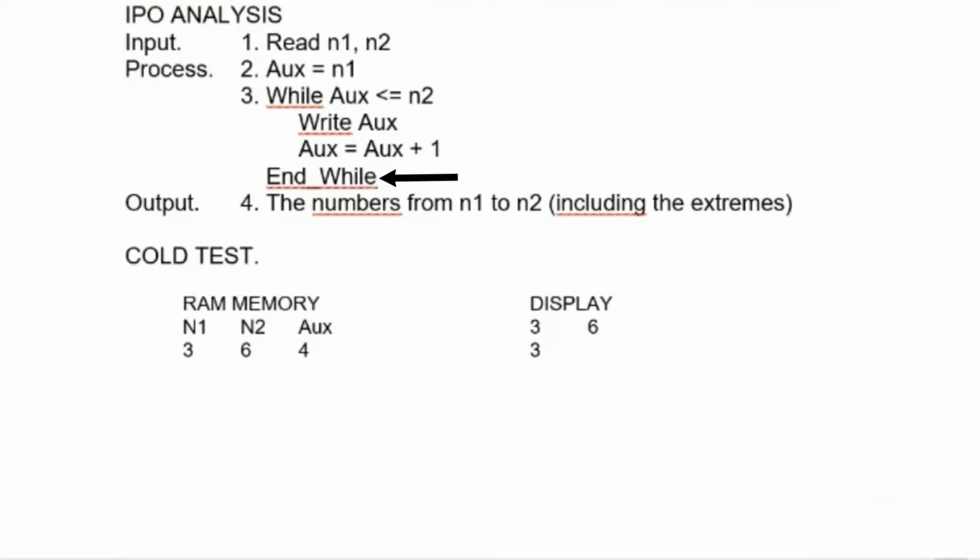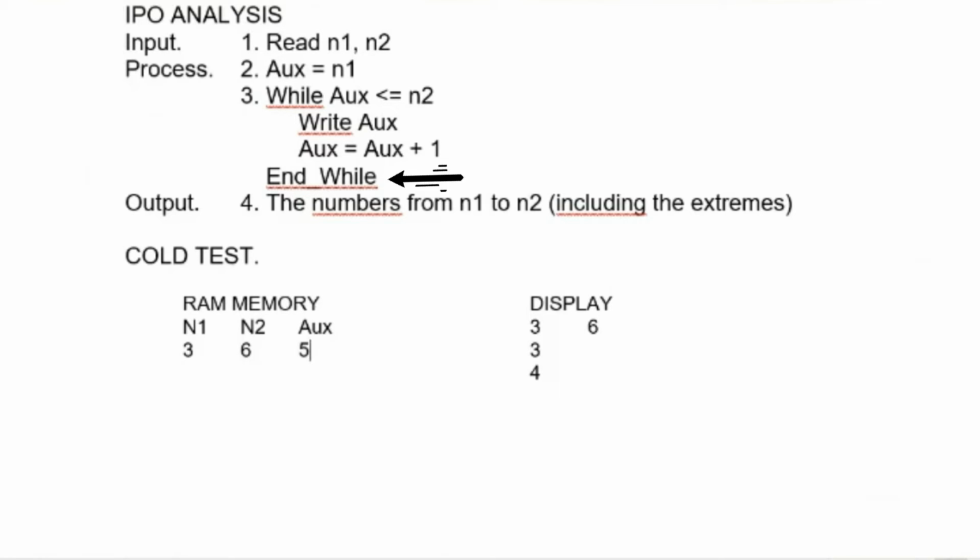And while, so you go into the condition. While aux less or equal than N2. Okay? That means 4 is less or equal than 6. The answer is true. So write aux, which stores 4, and then aux is equal to aux plus 1. 4 plus 1 is 5.